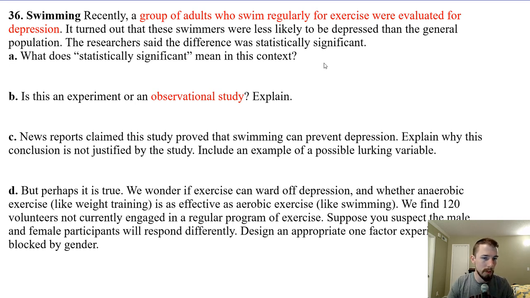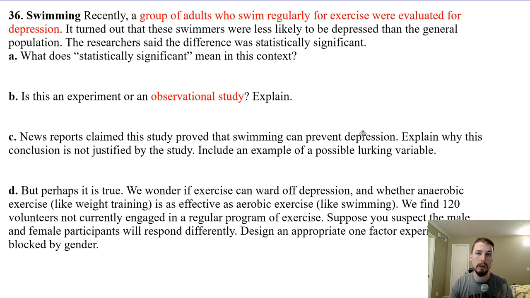And this experiment, is this an experiment or observational study? So we already started out with this group of adults who swam regularly, right? We weren't taking a group of adults and then randomly assigning some of them to swim and some of them not to swim. So this is an observational study where we're just allowing people to naturally swim who already like to swim, and then we take the general population and we don't force them to swim or anything like that. So this is just merely an observational study.